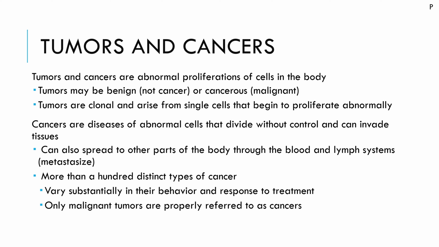They can also spread not only locally, but distally, far away from the main source. And they do that primarily through the blood and lymphatic systems. They metastasize. Just a note, there's more than 100 different distinct types of cancer, and they vary considerably in their behavior as well as their response to treatments. And only malignant tumors are actually properly referred to as cancers, although many people use the terms interchangeably, even in scientific settings. Next.